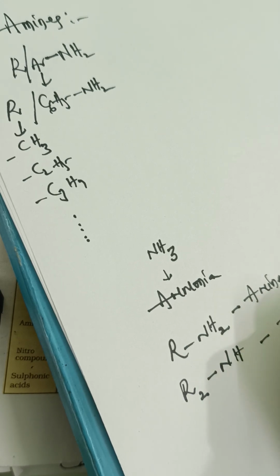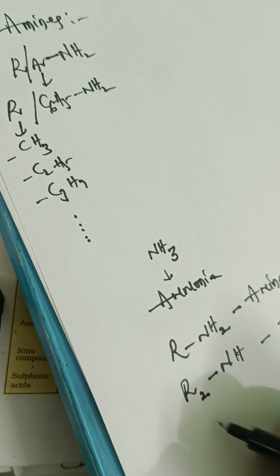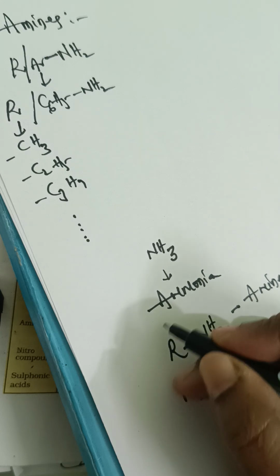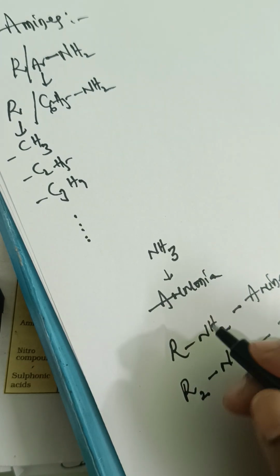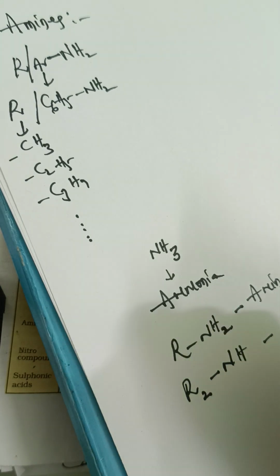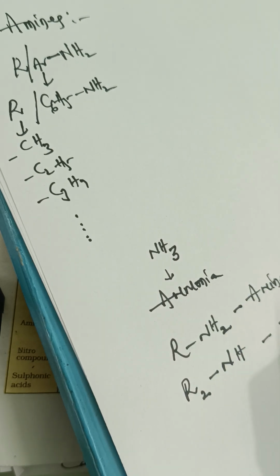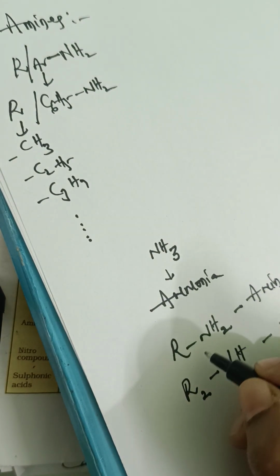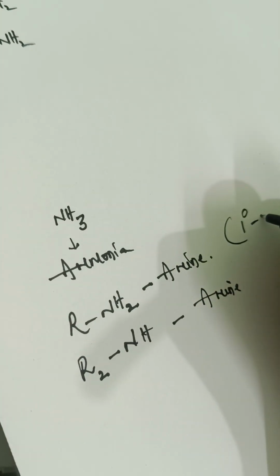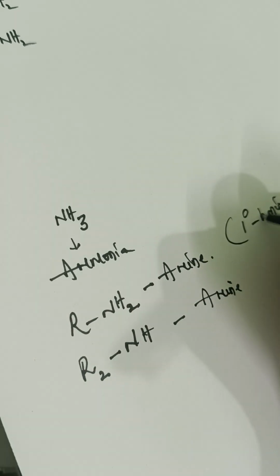These amines are categorized into primary amine, secondary amine and tertiary amine, based on the number of alkyl groups attached to the nitrogen atom. Here you can observe how many alkyl groups are present. Only one. So this amine is termed a primary amine.